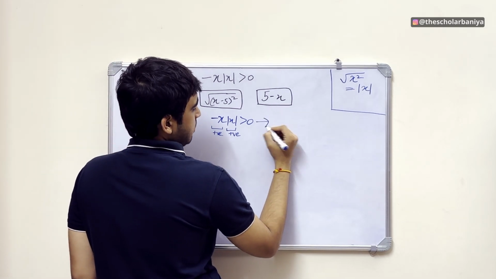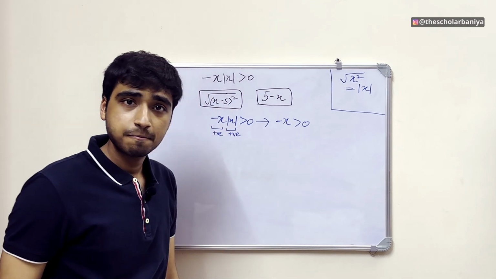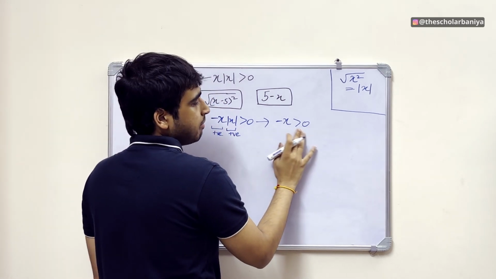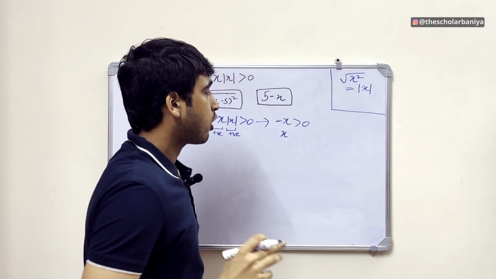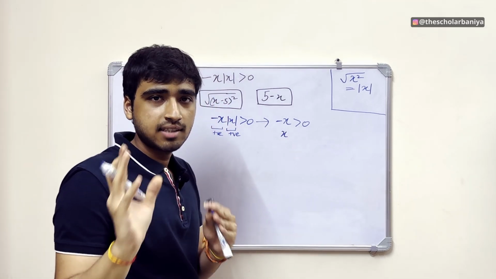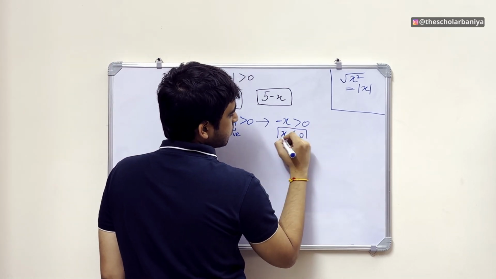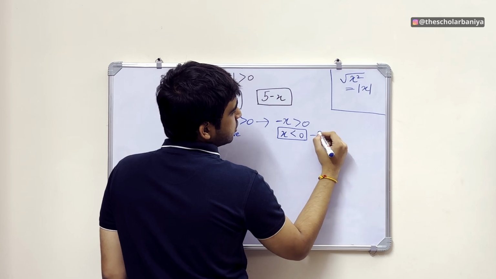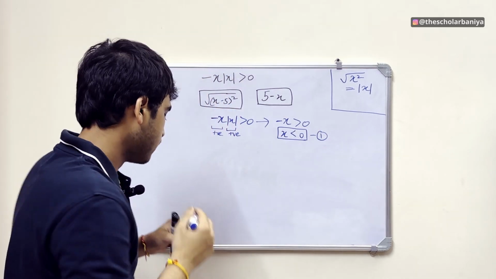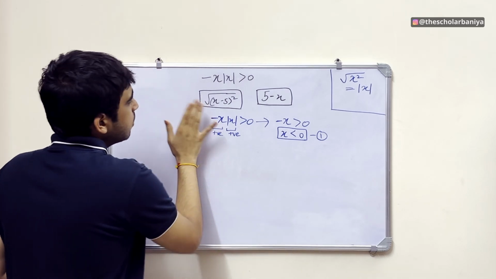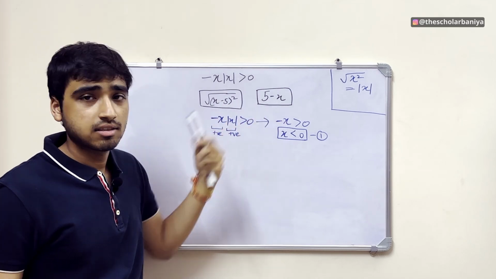So we can say that minus x should be positive, or greater than 0. Now, let's multiply minus 1 over here. So this becomes x. As we have talked before, if we multiply by a negative sign, the signs get changed. So x is less than 0. This is one thing which we have derived from here, that x is less than 0, right? Okay, perfect.